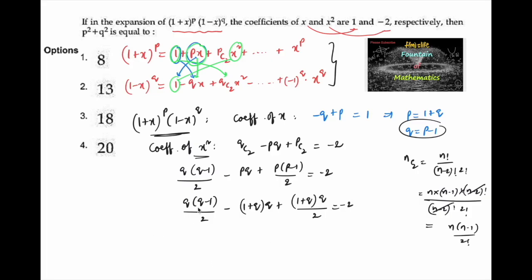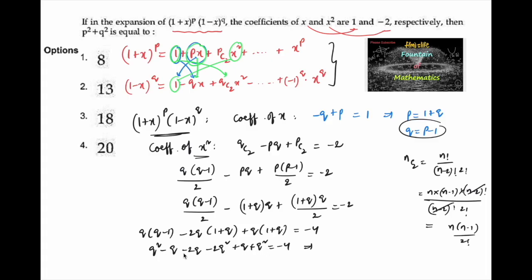Let us solve it. So q into (q minus 1) minus 2 times q into (1 plus q), and again plus q times (1 plus q), which is equal to negative 4. Or let us simplify: q square minus q minus 2q minus 2q square plus q square is equal to negative 4.